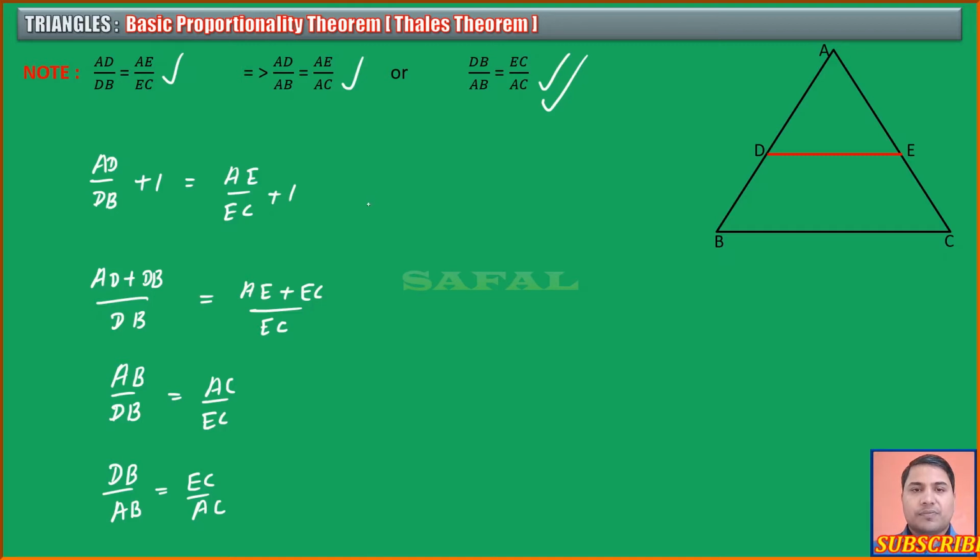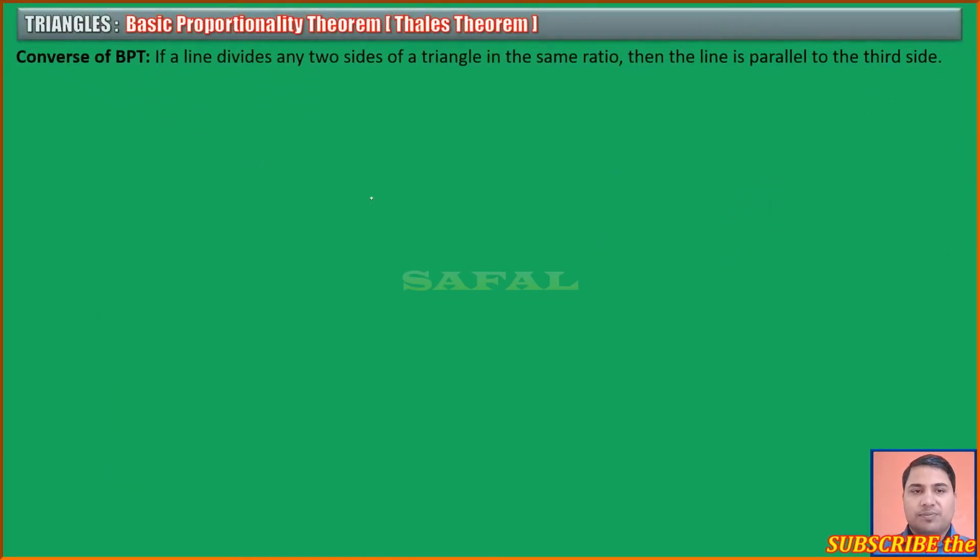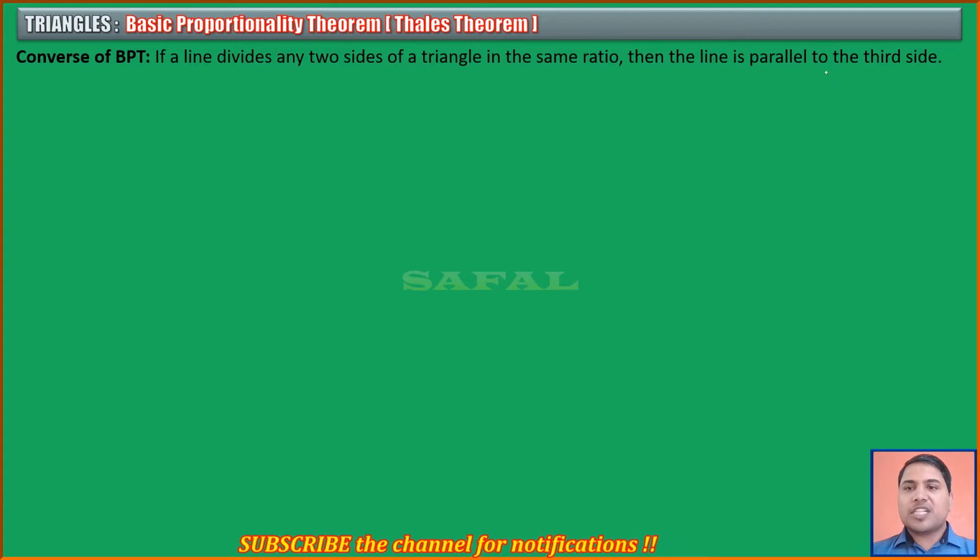So then we have the converse of this theorem, the converse of BPT. If a line divides any two sides of a triangle in the same ratio, then the line is parallel to the third side. So in BPT we saw that if a line is drawn parallel, it will divide the other two sides in the same ratio. Now here they are telling that if two sides get divided in the same ratio by a line, then that line must be parallel to the third side.